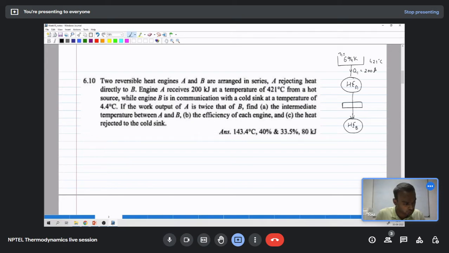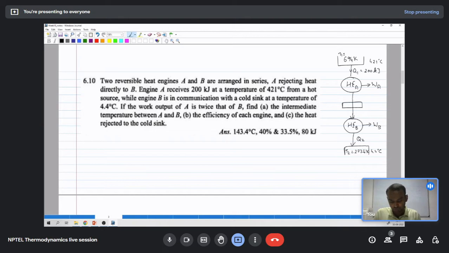given as 200 kilojoules, and I would write the work output of heat engine 1 as WA and work output of heat engine 2 as WB from a hot source, while the engine B is in communication with the cold sink at a temperature of 4.4 degrees Celsius. So engine B rejects heat to a cold reservoir. So this is 4.4 degrees Celsius or 277.4 Kelvin. So this would be Q2.